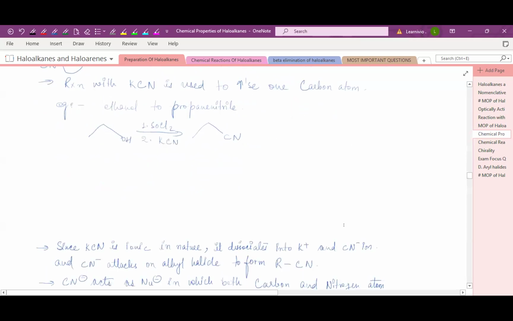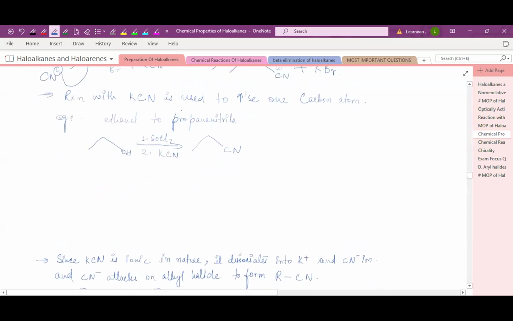Okay. So the reaction with KCN is used to increase one carbon atom. Yeah, this is very important. This sentence you can use in the conversion type. Conversion type के questions में आप इसे use कर सकते हो. Suppose in some conversions they give you a question, for example: convert the ethanol to propane nitrile. How will you convert the ethanol to propane nitrile?